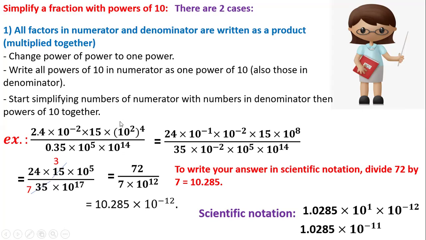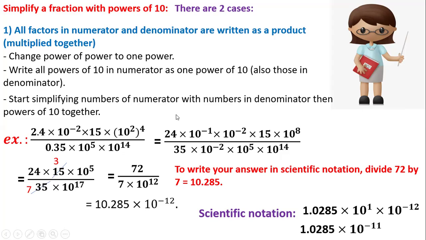Here I have power of power. I change it to 1 power. So I write 10 to the power 2 times 4, which is 10 to the power 8. 0.35 is a decimal number. I will change it to a whole number. So I write 35 without a point. Since I have 2 digits in the decimal part, I write times 10 to the power negative 2. 10 to the power 5, I write it as it is. And 10 to the power 14, I write it as it is.